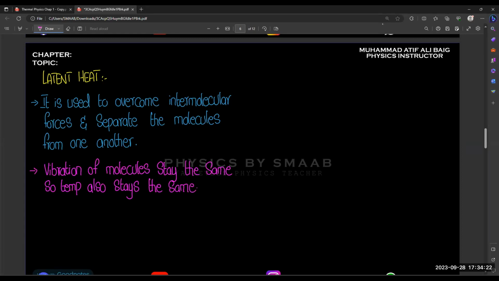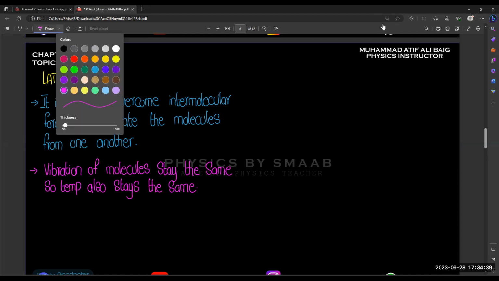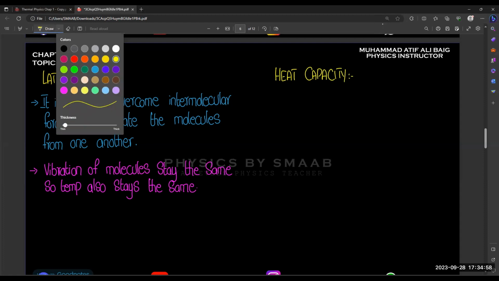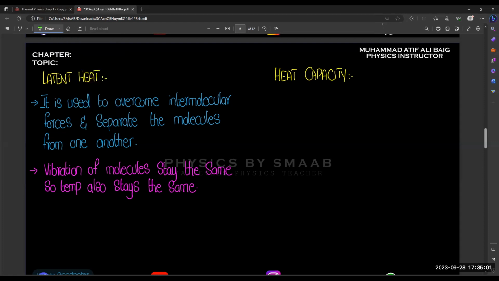So this is the concept for latent heat that will help you understand the difference between sensible and latent heat. Because in heat capacity, you observe that temperature will change, but in latent heat, there will be no change of temperature. And further, if we talk about some concepts related to heat capacity, basically, heat capacity is not a material property, right?